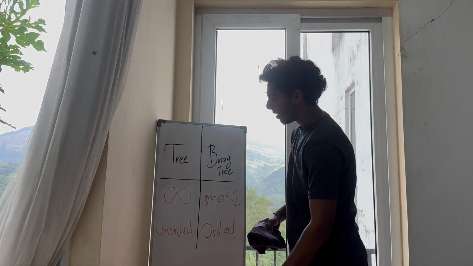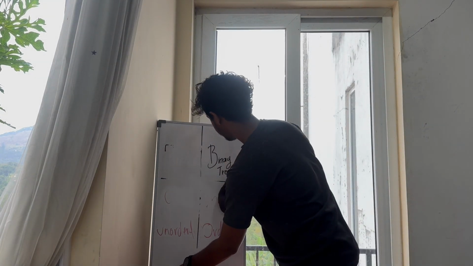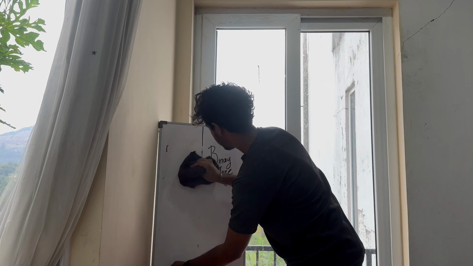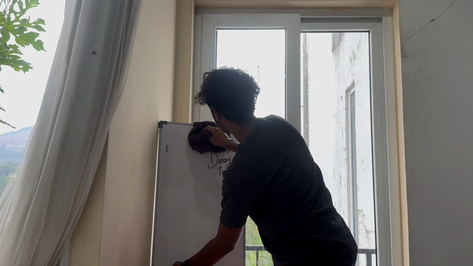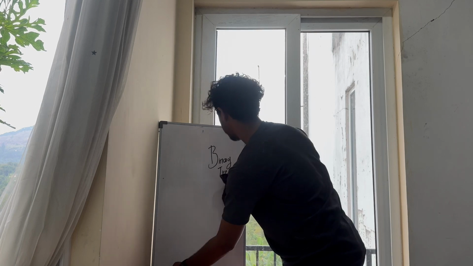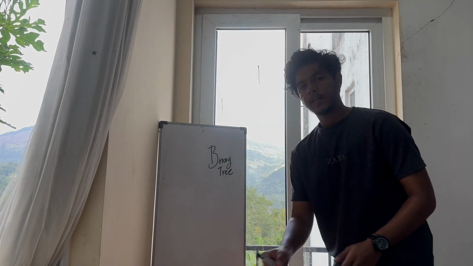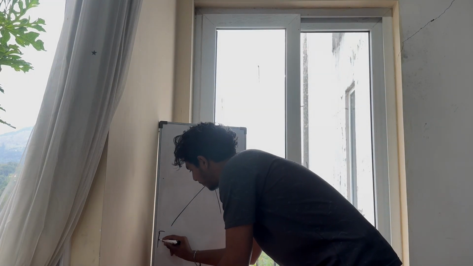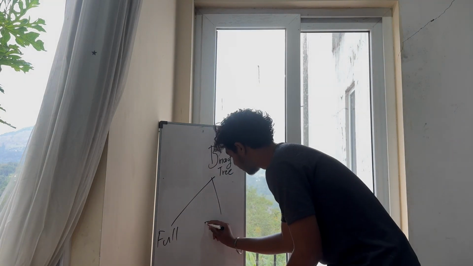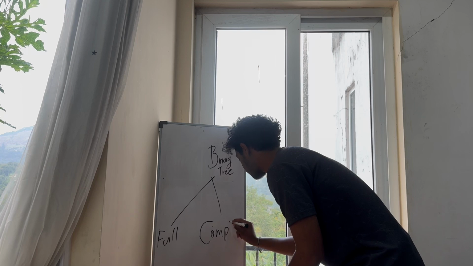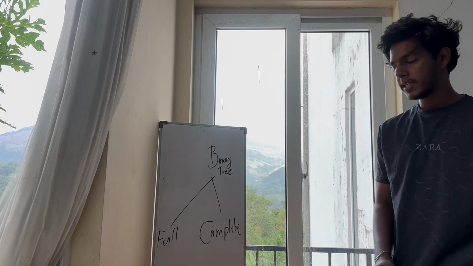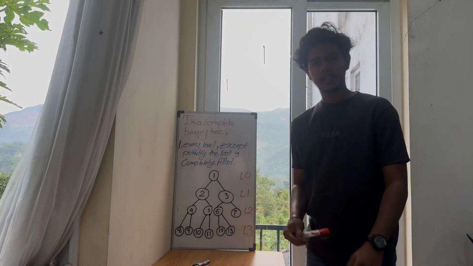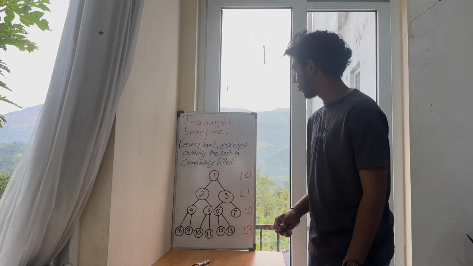So what is this complete binary tree? This binary tree is divided into 2 parts, a full binary tree and a complete binary tree. Today we will be discussing this complete binary tree. Let's move on. Okay, now let's discuss complete binary trees.